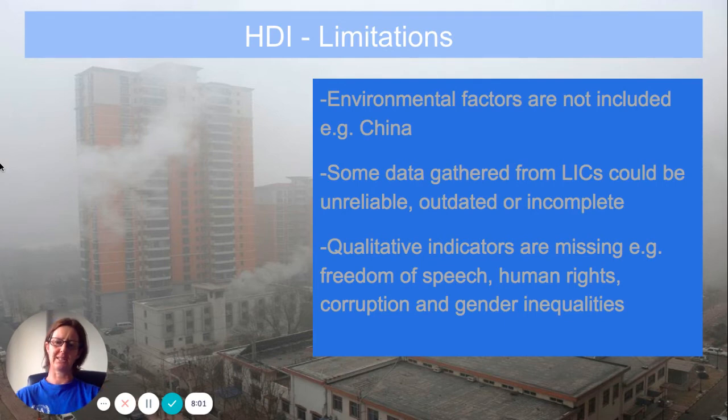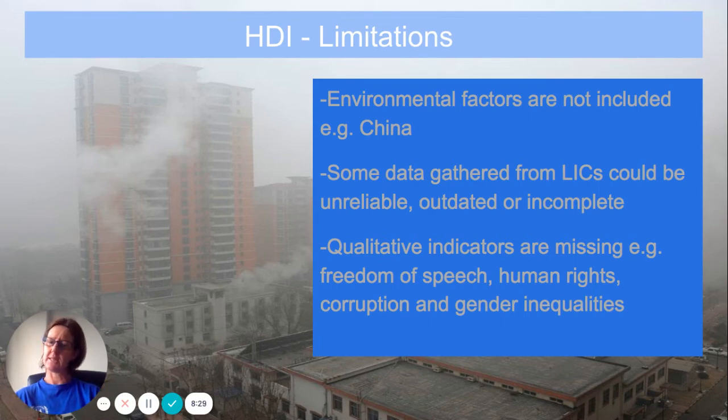All right, if I look at data, some of the data that is gathered in low-income countries could be either outdated, unreliable, incomplete, in particular if I'm looking at wealth. And we've talked about that earlier in the course. There are a lot of things that are not included, such as the black market, the subsistence farming, right? The qualitative indicators are missing, so things like freedom of speech, human rights, gender inequalities, corruption in a country.